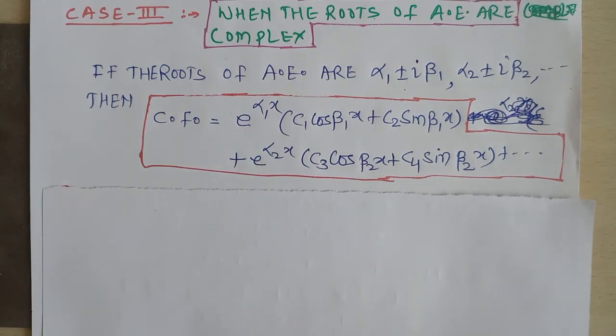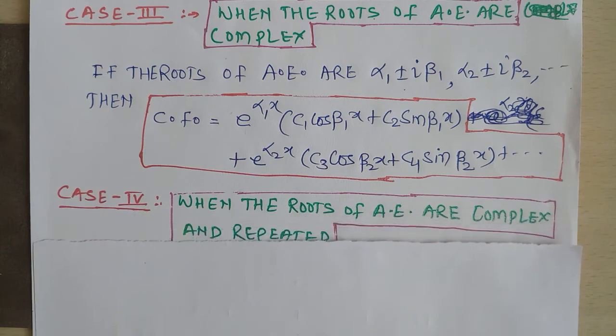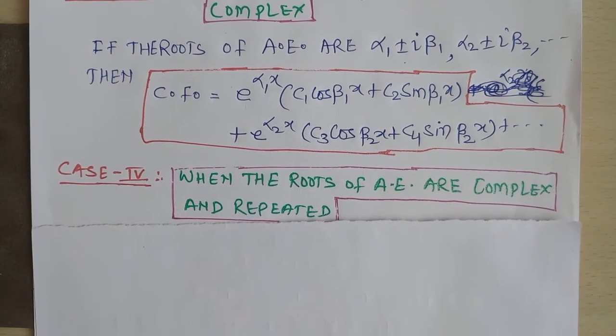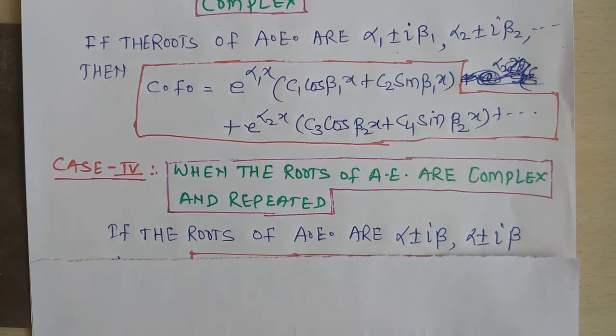And finally, case 4, when the roots of the auxiliary equation are complex and repeated. Suppose the roots of the auxiliary equation are alpha plus minus iota beta, and the other two roots are alpha plus minus iota beta. So here the roots are complex but repeated: alpha plus iota beta, and again alpha plus iota beta. The other two repeated roots are alpha minus iota beta, and again alpha minus iota beta. So the roots are complex and repeated.